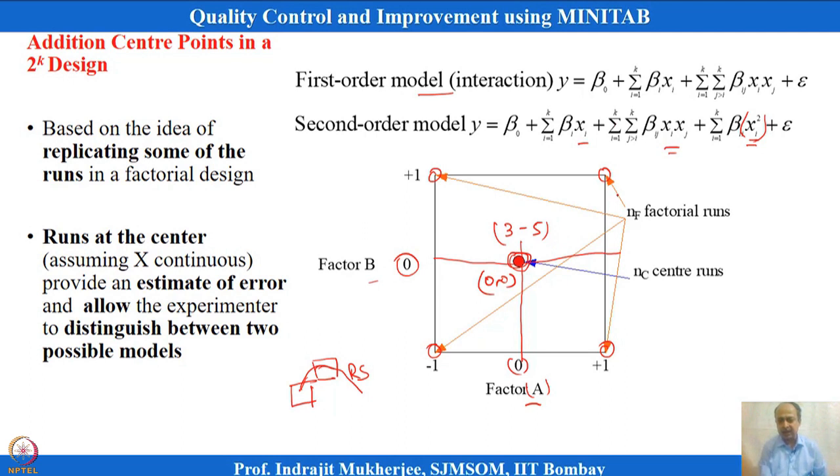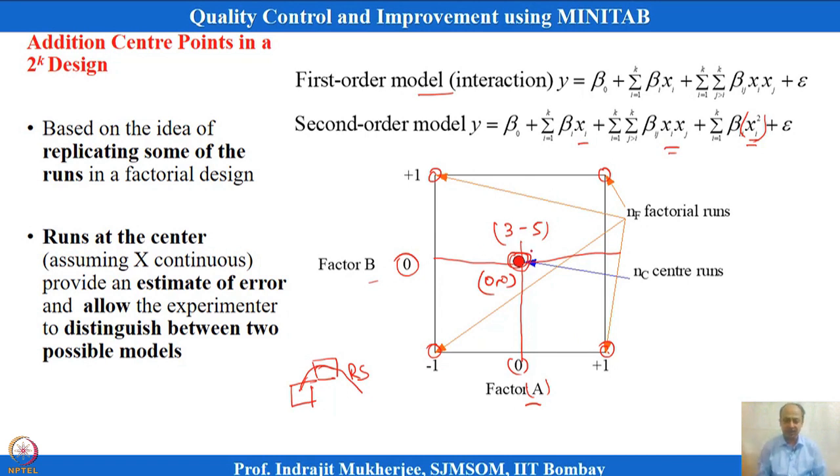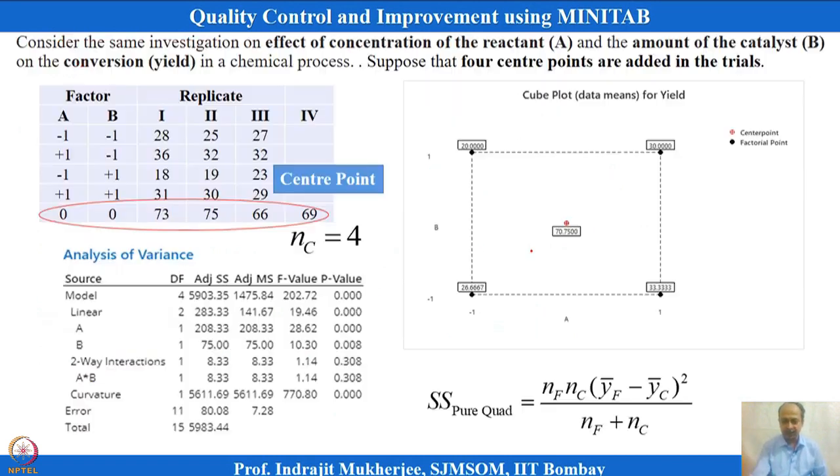Then what is expected is that the factorial points, these corner points, and the center points are compared: the average of the corner points and the average of the center points. We estimate the average value at the center points and the average at the corner points, and that difference is statistically compared to see whether it is significant or not. Minitab will give you the significance of the SS value of pure quadratic terms in the form of curvature.